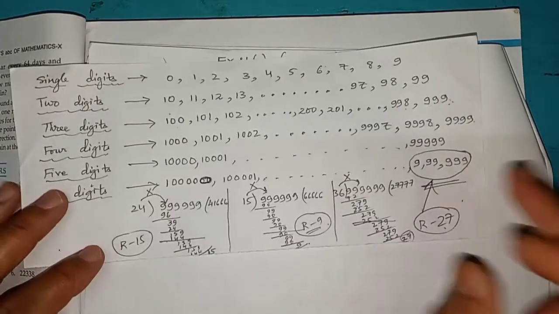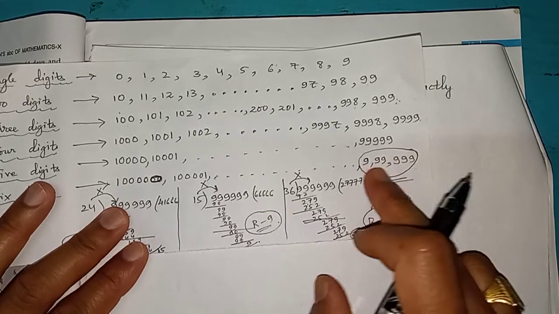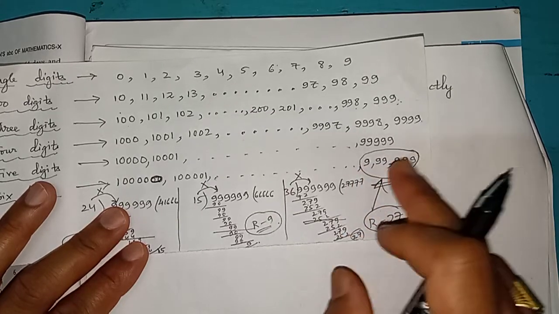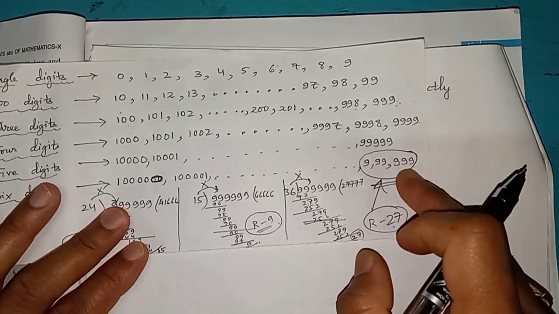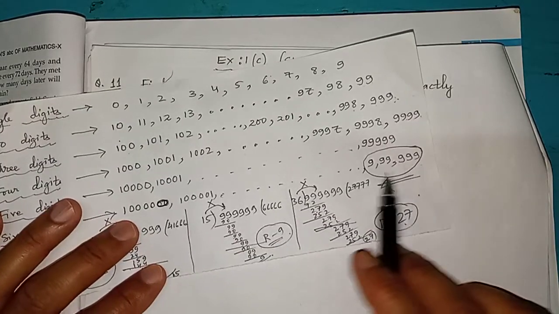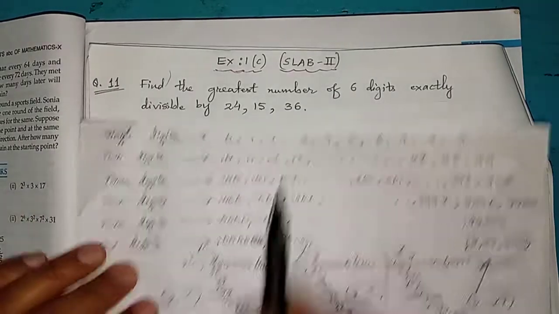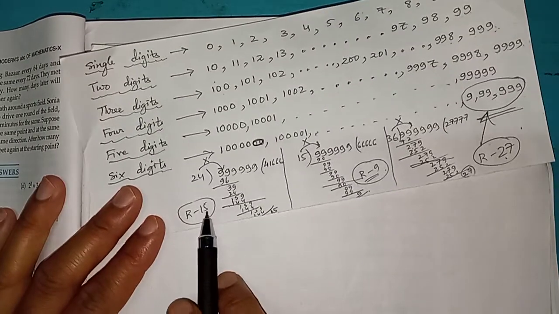So we can agree that yes, there is no doubt that this is the greatest number of 6 digits. More than this we don't have, but this is not the required answer, because this greatest number of 6 digits is not completely or exactly divisible by 24, 15 and 36. As you see, the remainders are not 0. Remainders are 15, 9 and 27.